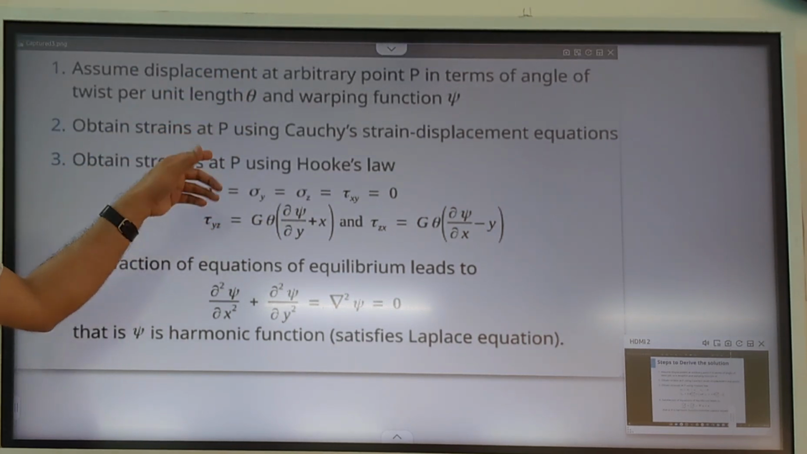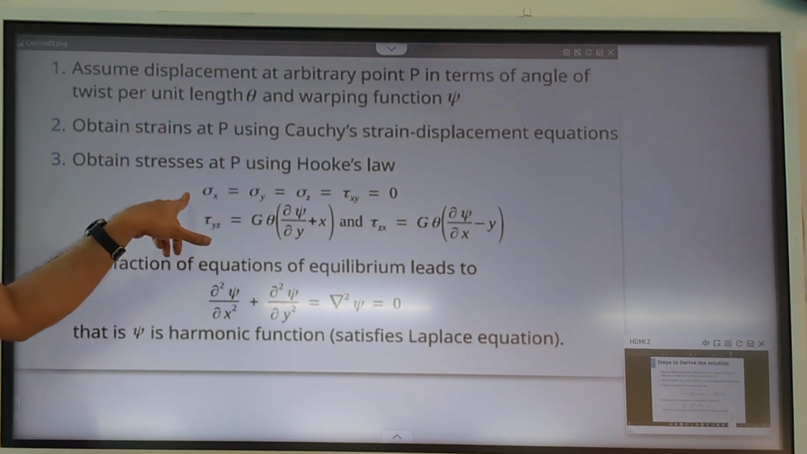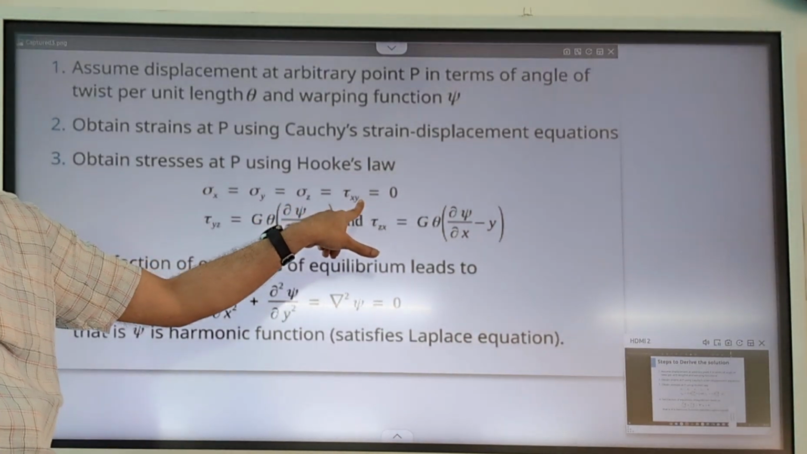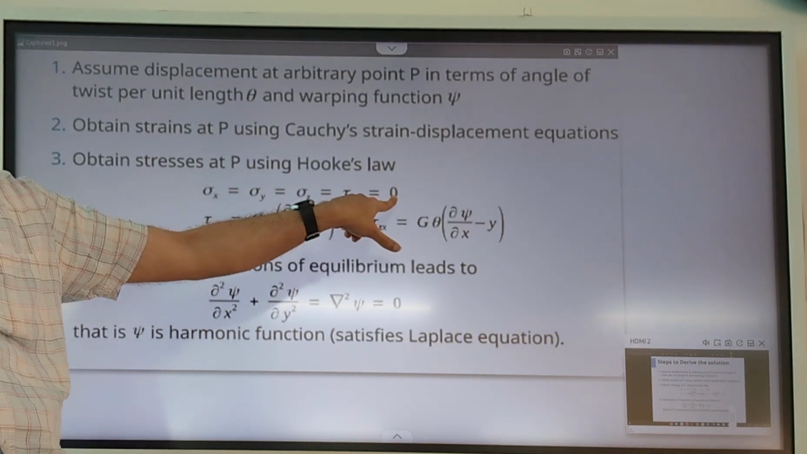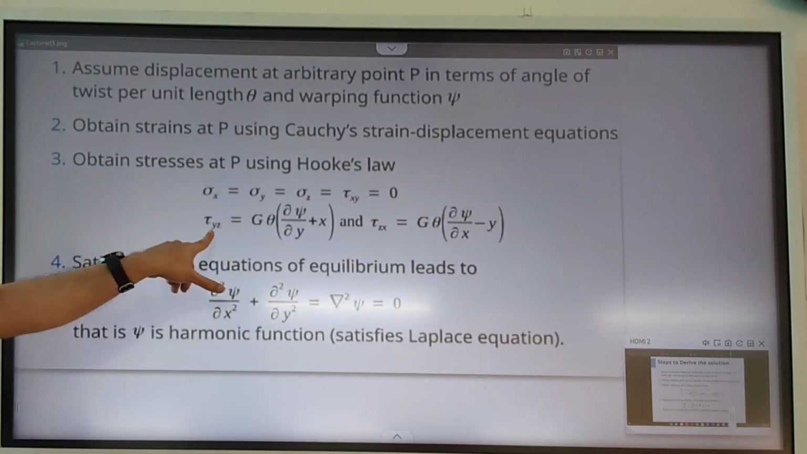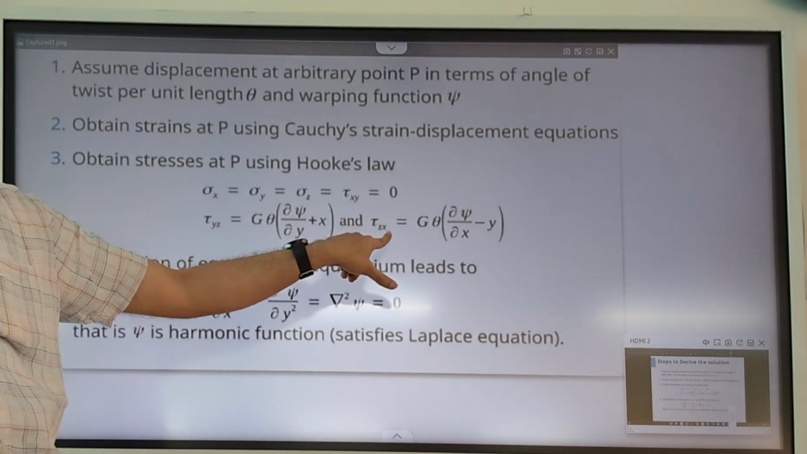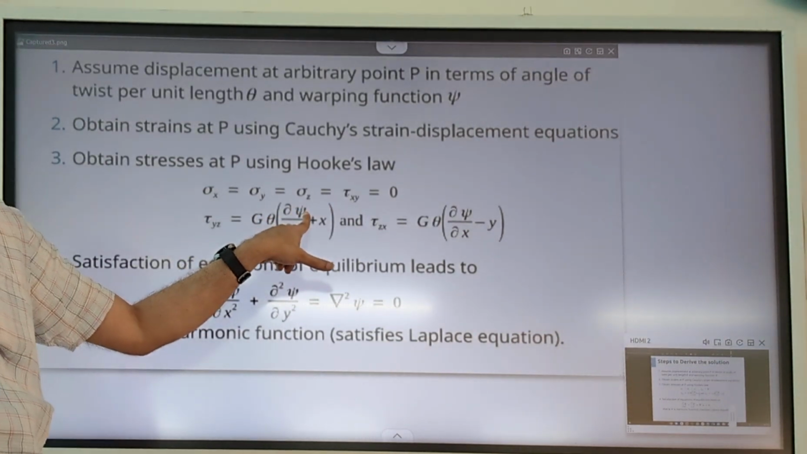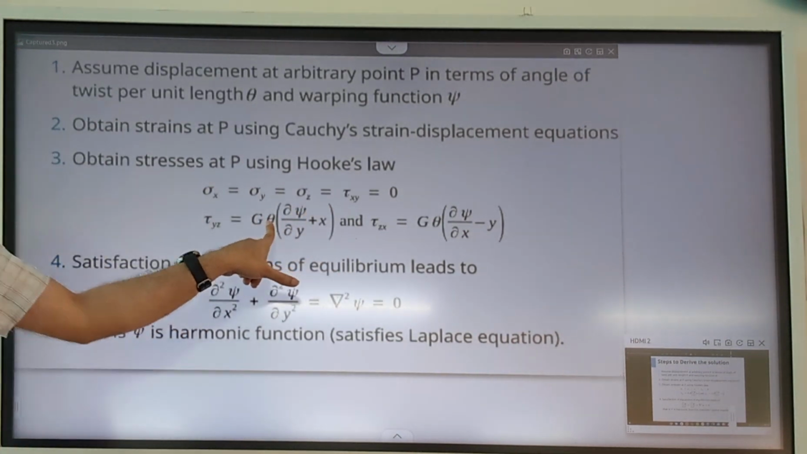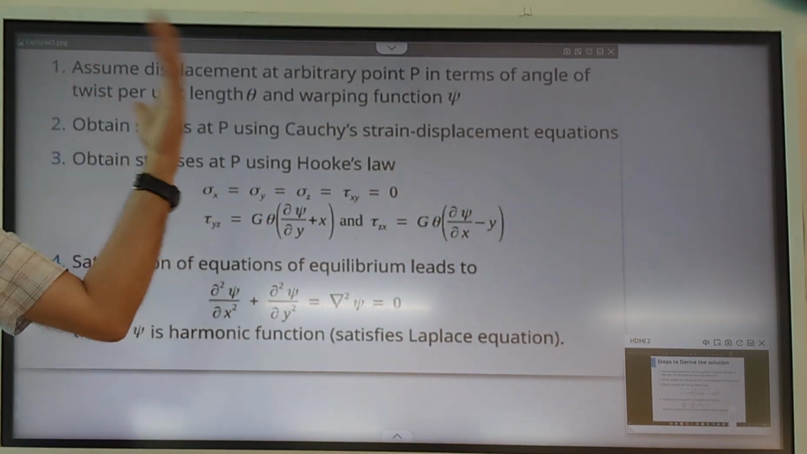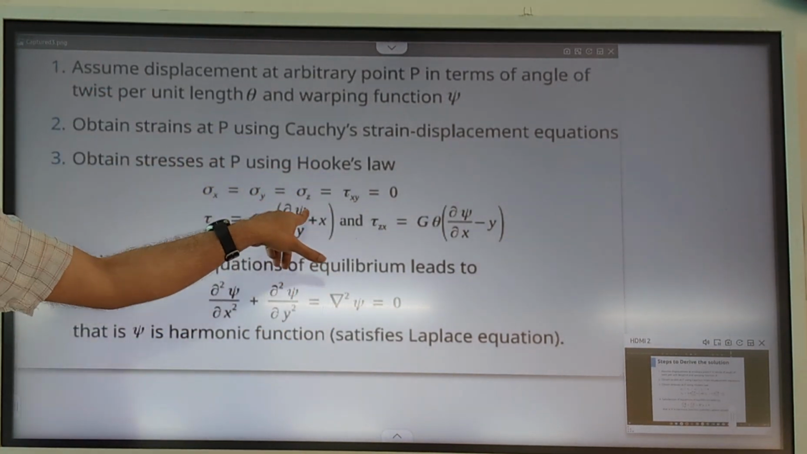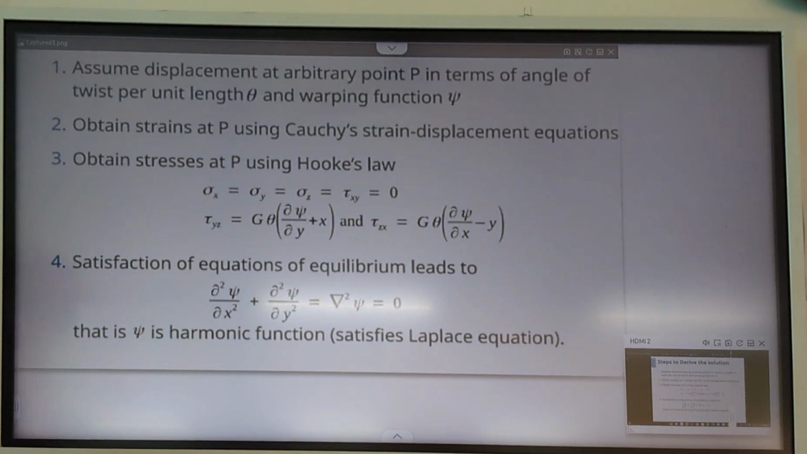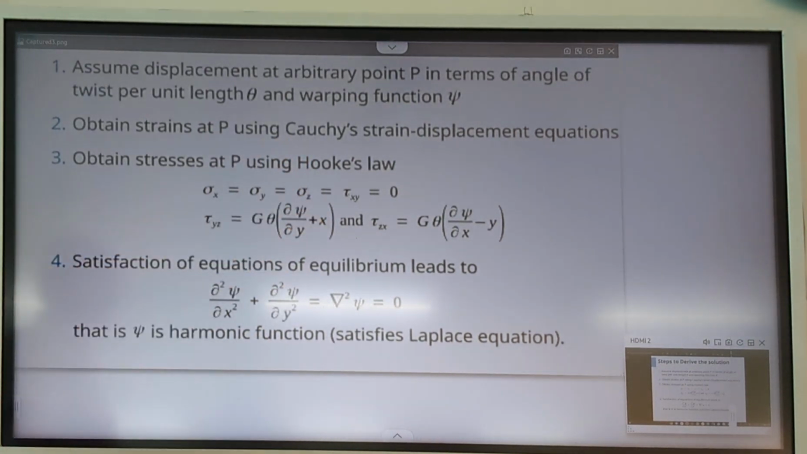But finally, if you write the stress values from those displacements, you will find that all the normal stresses as well as tau xy, the in-plane shear stress, become zero, and you only get tau yz and tau xz, given in terms of the warping function psi, the geometry, and the angle of twist theta. We have not yet reached the final solution because we don't know the warping function psi. Without that we cannot do the further calculations.